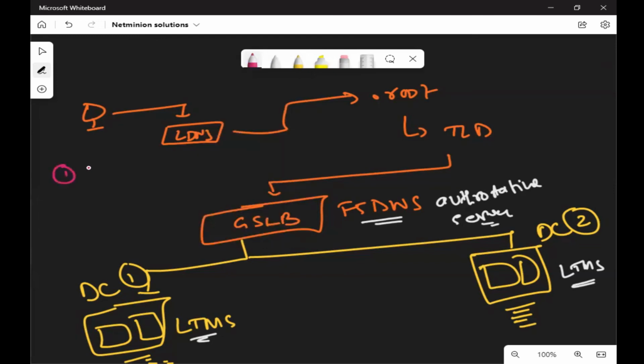Maybe if you have heard about it, intelligent DNS resolution. Has anybody heard about it? Intelligent DNS resolution. Yep. What is that?